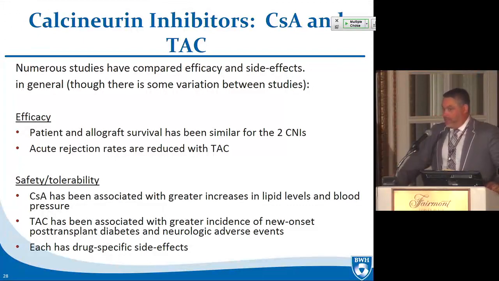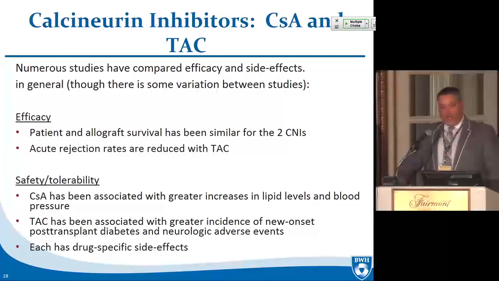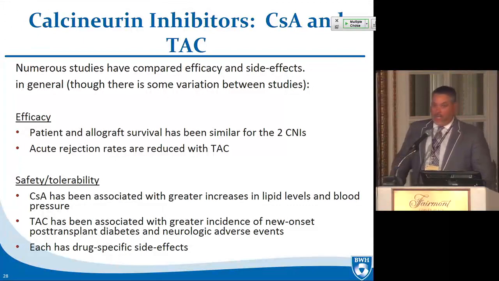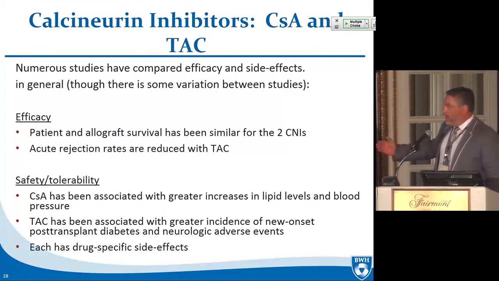Part of that has to do with its tolerability. Cyclosporin, as we know, causes a much greater increase in lipid levels and blood pressure. And we know that the #1 killer of our kidney transplant patients is cardiovascular disease. So eliminating cyclosporin has a beneficial impact there.